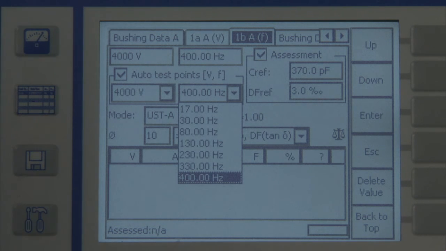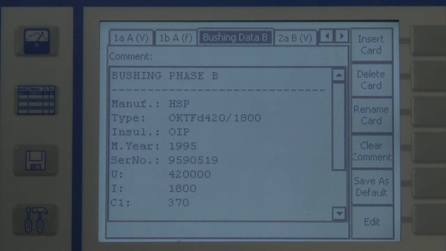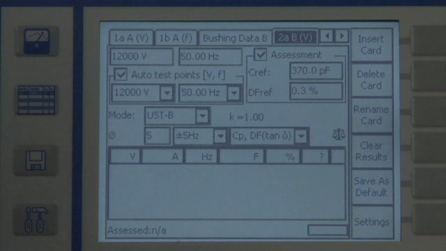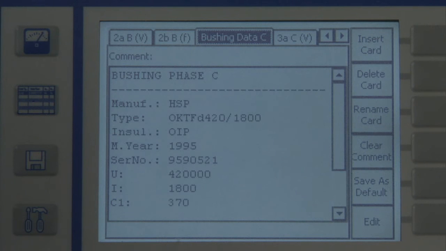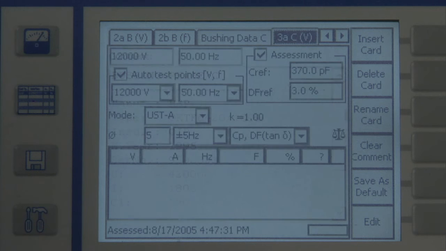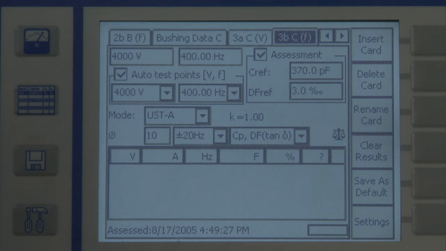Here we can see the data for the B phase bushing, again including the technical data and the prepared voltage-dependent and frequency-dependent measurement for the power factor or the dissipation factor. The template also contains data and measurements for the C phase bushing and the bushings at the neutral.